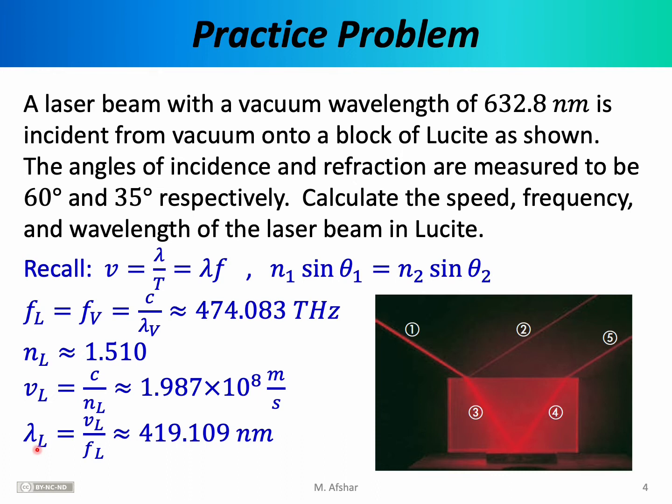Finally, we can calculate the wavelength inside lucite. Starting with this equation on top and rearranging it for lambda, we find that lambda in lucite is equal to the speed in lucite divided by the frequency in lucite. We now have both the speed and the frequency. Plugging those numbers in, we find that in lucite, the wavelength is 419.109 nanometers. So as the laser beam enters lucite, its speed decreases and its wavelength also decreases, but its frequency remains the same.